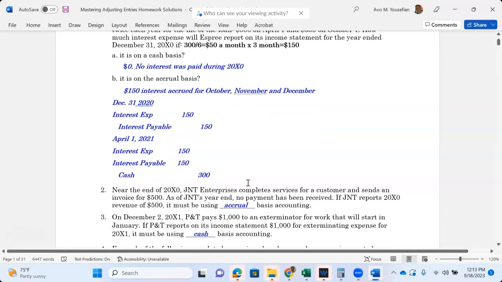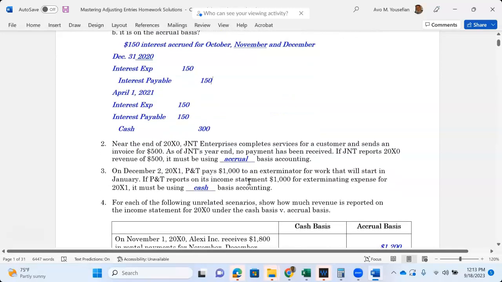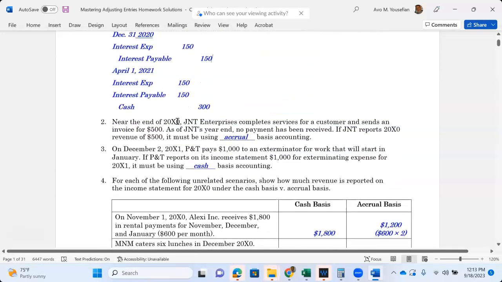Okay. Let's do number 2. Near the end of 2020, J&T Enterprises completes services for a customer and sends an invoice to that customer for $500. So job is done, invoice is sent. As of J&T's year end, no payment has been received.